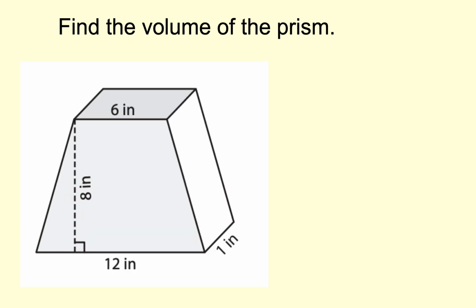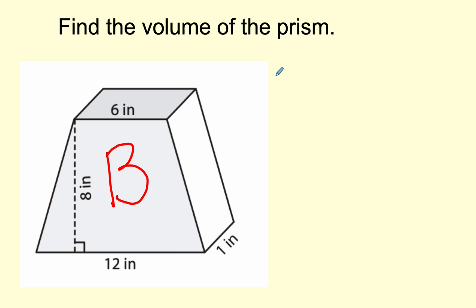Now let's take a look at another prism. This prism is not on the top and the bottom. Let me go ahead and go to the next screen. There's another trapezoid in the back, okay? So it's not showing up, but the other trapezoid's in the back. So I'm going to go back to this one. This is the area of the base.